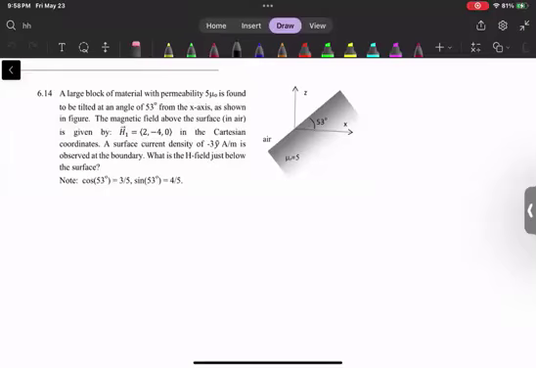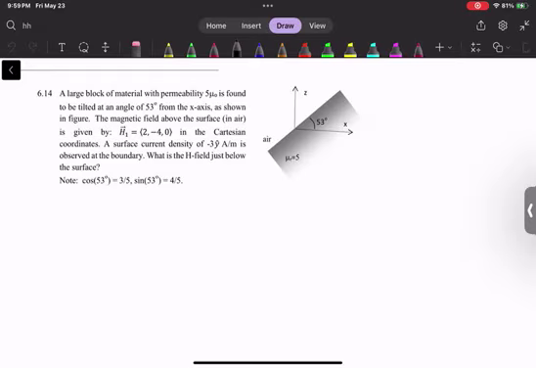Hey, so today we're going to be going over a boundary condition problem. This is from homework 6.14. We have a large block of material with permeability 5 mu naught that is found to be tilted at an angle of 53 degrees from the x-axis, as shown in the figure.